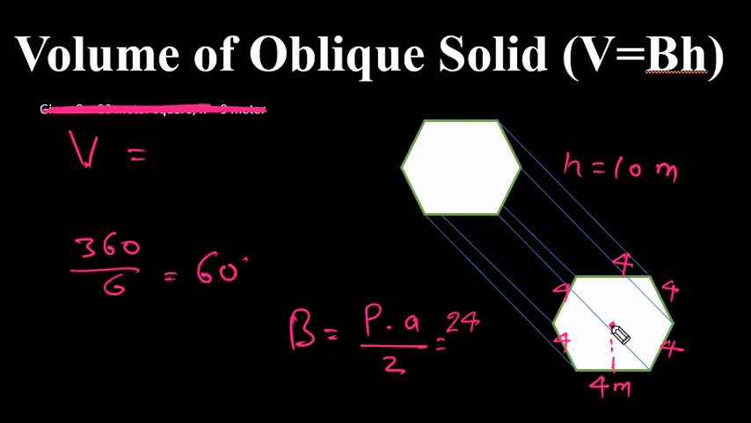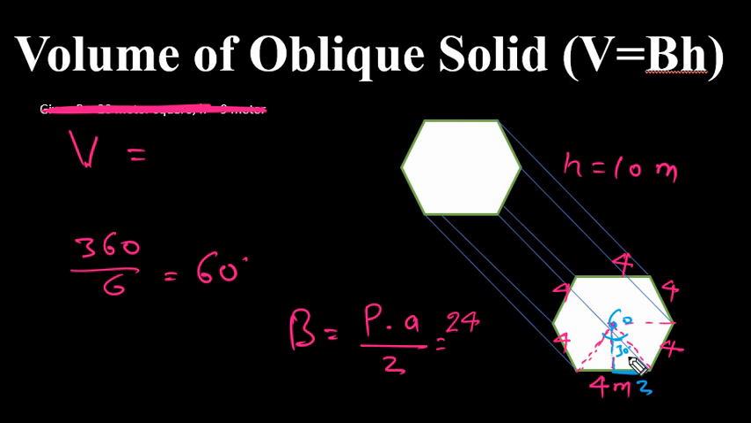So for each triangle, there will be 6 triangles here like this. For each triangle the angle will be 60 degrees. Now if this angle is 60 degrees and this is a perpendicular apothem, then this angle will be 30 degrees here. This angle is 30. The total distance is 4, so for this distance it will be 2.